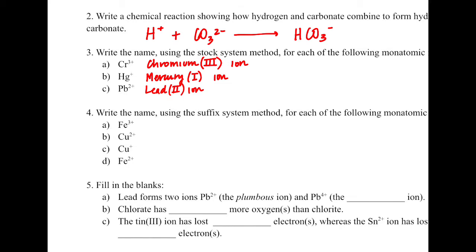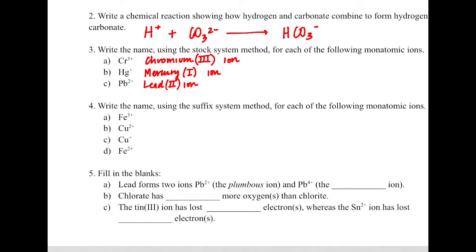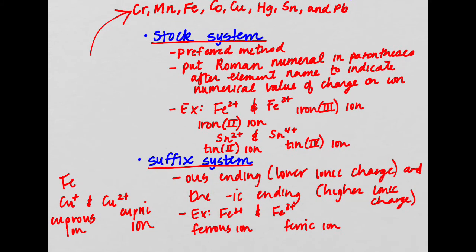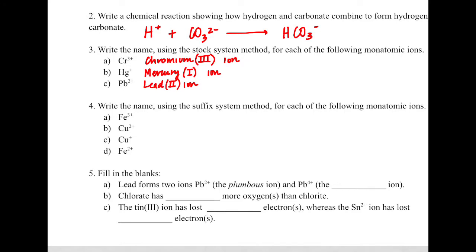Okay, then it says write the name using the suffix system method for each of the following ions. Remember, you only need to know iron and copper, I said. Let me verify the suffix system. Yeah, I said you need to know iron and copper. So remember, the OUS ending is the lower ionic charge, and the IC ending is the higher ionic charge. I gave you the example right there.